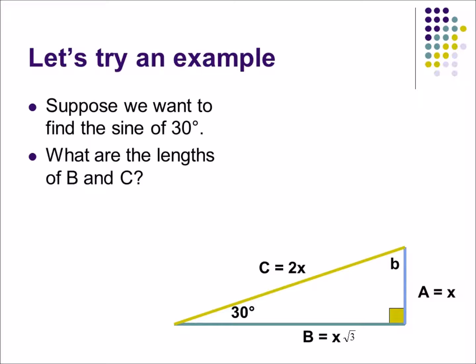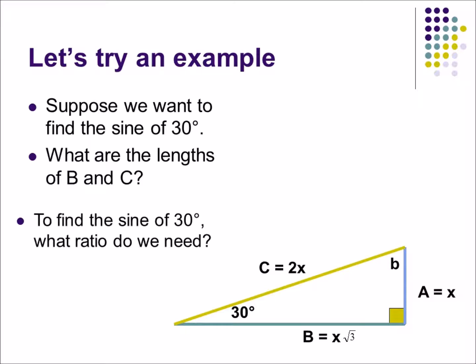Before you can take the sine, cosine, or tangent of an angle, you have to identify the lengths of the sides. And then, if it's the sine of the angle we're looking for, we need to think about what ratio we need. Well, sine, go back to SOHCAHTOA. Sine is opposite over hypotenuse. So the sine of 30 is the side opposite the 30, that's the x, divided by the hypotenuse, which is 2x. So it's a ratio of x to 2x. The x's cancel out, and you're left with 1/2. Therefore, the sine of 30 degrees will always be 1/2 or 0.5.